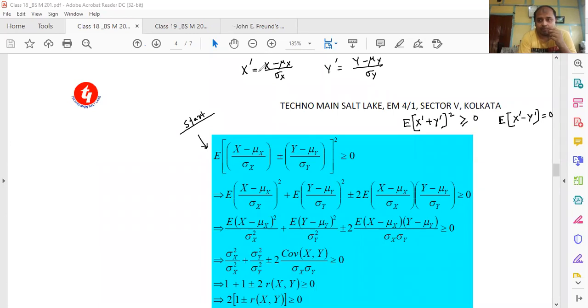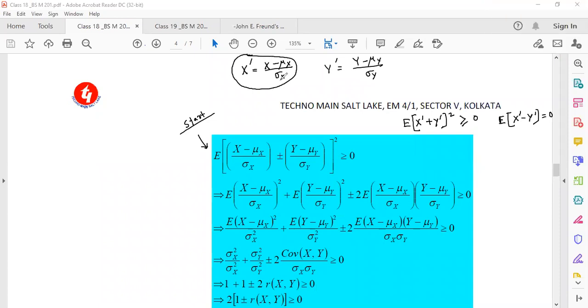Also, one thing I must clarify is that don't think that this (x minus mu x) by sigma x is the normal variate. It's the standard normal variate. It is not. Whenever we write a variable as (x minus mu x) by sigma x, then such a variable x prime is actually called the standardized variable.